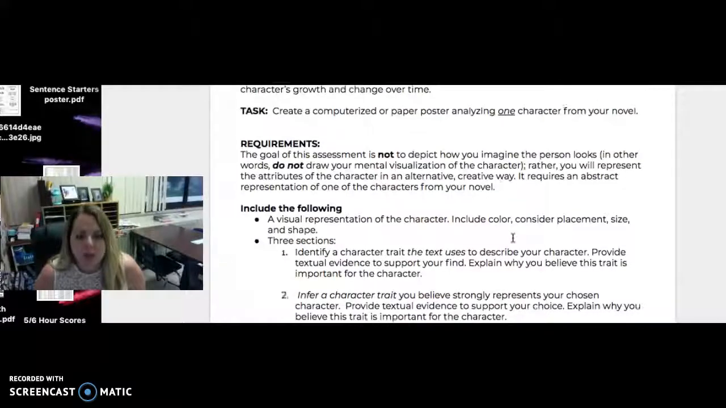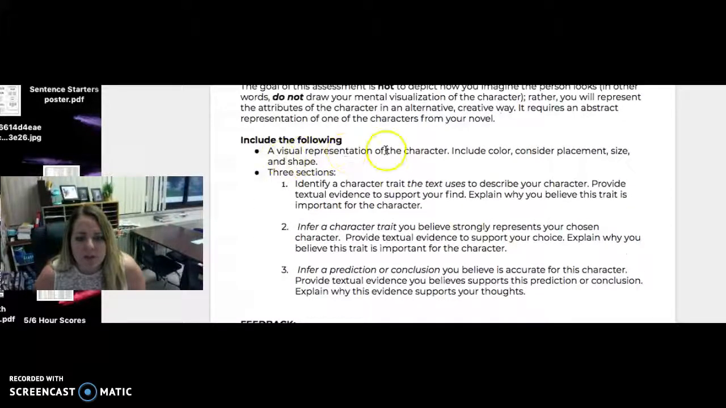Yeah. Include the following. A visual representation of the character. Include color, consider placement, size, and shape. Think about that for a minute. Something that visually represents the character has to be on my poster. Okay? And then there need to be 3 sections. We need to identify a character trait the text uses to describe the character. Provide textual evidence to support your find. Explain why you believe this trait is important for the character.